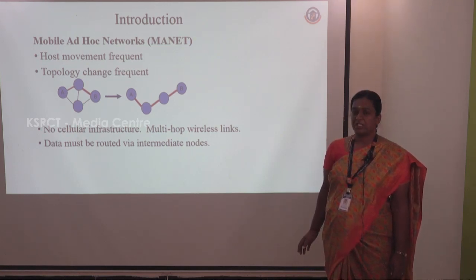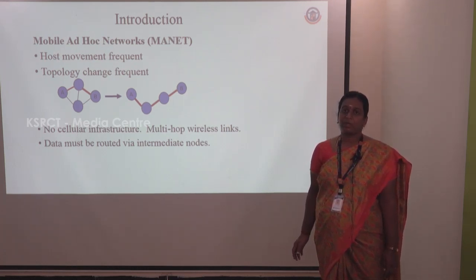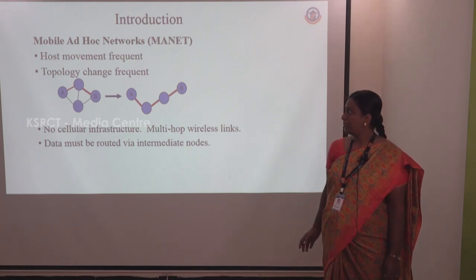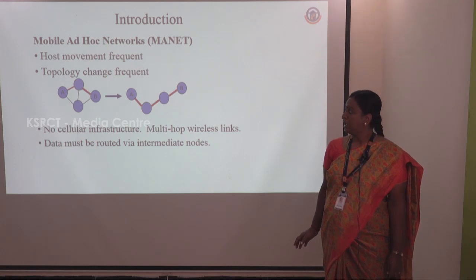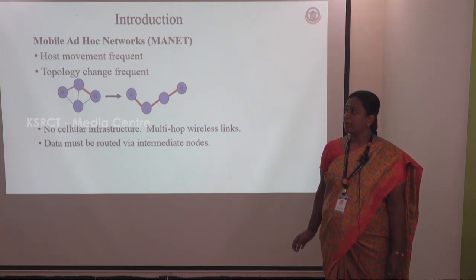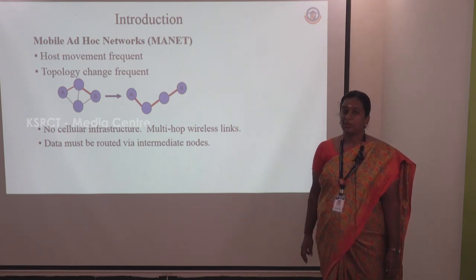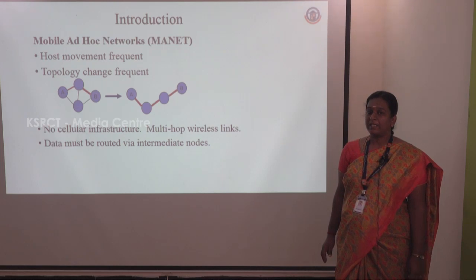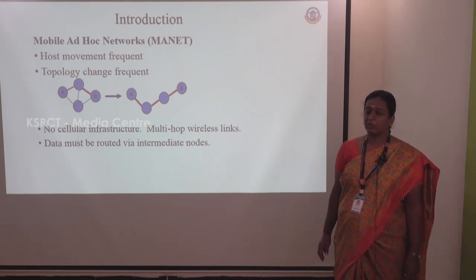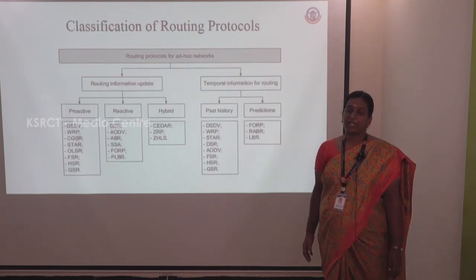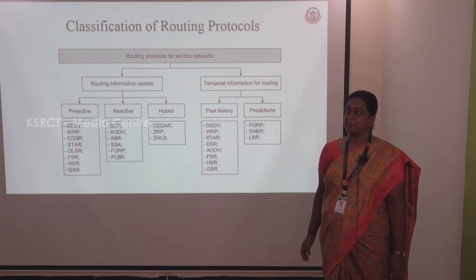The topology changes frequently. Due to the mobility of the nodes, the topology of a particular network will change frequently. For example, at the initial state, node A and B are in a topology. During a certain interval of time, the mobility of a node takes place, so the topology changes. Here there is no cellular infrastructure; multi-hop wireless links are used. Data must be routed via intermediate nodes. The data communication takes place between the source and destination node via intermediate nodes.